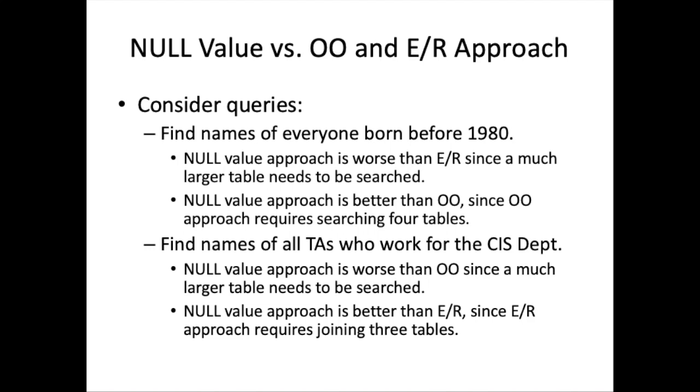And let's look at another example. Find the names of all the TAs who work for the CIS department. Well, now the null value approach is worse than the object-oriented approach, since again we need to search through a much larger table. But the null value approach in this case is better than the ER approach, since the ER approach requires joining 3 tables.